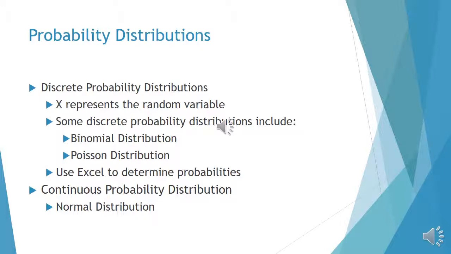probabilities. Then the other probability distribution that we're going to look at is a continuous probability distribution. That bell-shaped curve that you've looked at probably your whole life, especially if you ask if grades are curved. We'll spend some time looking at the normal distribution, and we will also use Excel to calculate probabilities for the normal distribution.